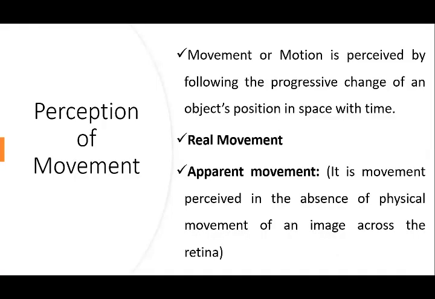So our next ability is the perception of movement. In simple words, when two objects are lying very close to each other, our brain perceives them as moving. There are two types of cues further involved in it. It's not important to remember the detail. One is real movement and one is apparent movement. Apparent movement is of special interest.